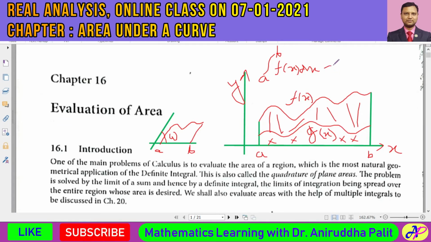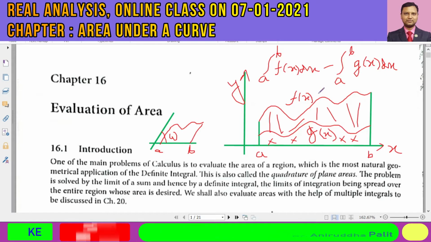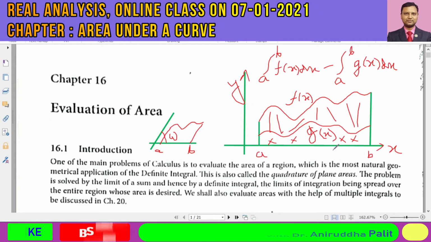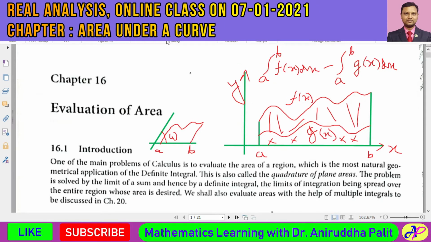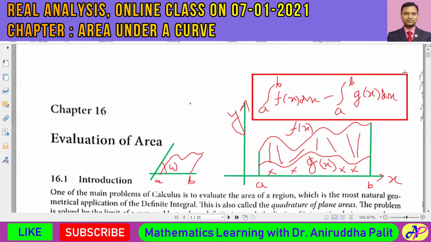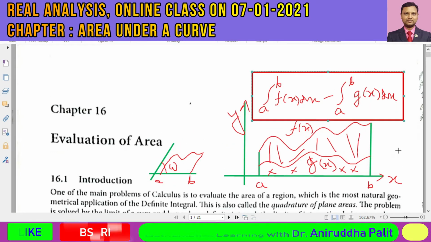So we'll have to subtract this much area. What would be the area? The integral from a to b of g of x dx. So that would be the area bounded by these two curves f of x and g of x, within the ordinates x is equal to a and x is equal to b. This would be the formula to find the area bounded by these two curves.